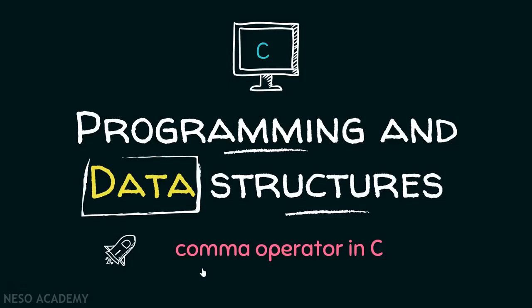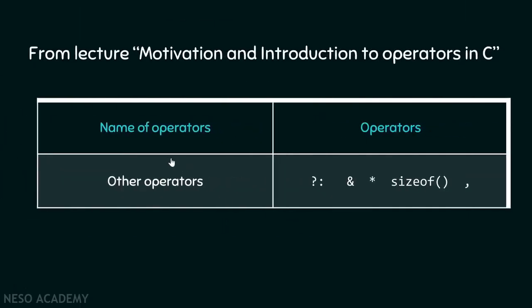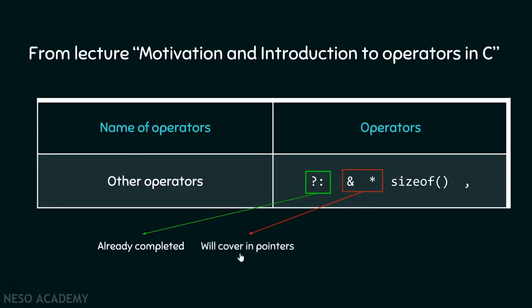In this lecture, we are going to talk about comma operator in C. This table is taken from the lecture Motivation and Introduction to Operators in C. This particular operator called conditional operator, we already completed in the previous lecture. Apart from that, these are the two operators called ampersand and star that we will study in the lecture when we talk about pointers. Apart from that, we already had a lot of discussion related to size of operator. And in this lecture, we will cover the comma operator.